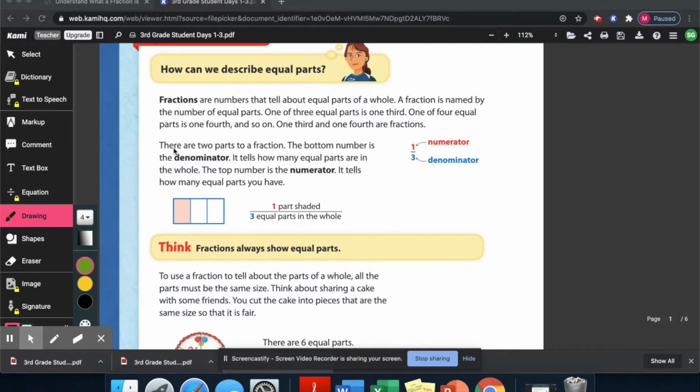There are 2 parts to a fraction. The bottom number is the denominator. It tells us how many equal parts are in the whole. The top number is the numerator. It tells us how many equal parts you have.